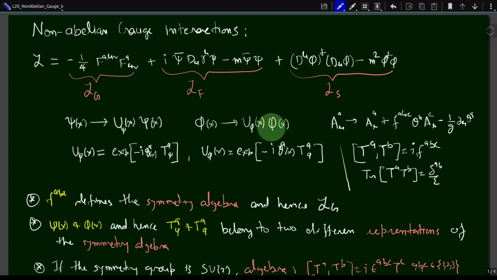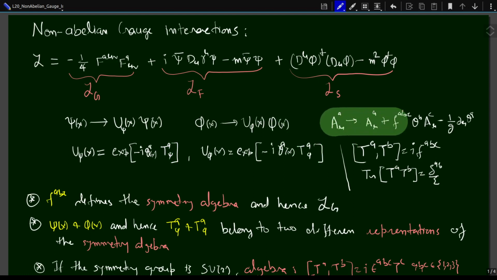And φ could be from a different representation, and I can elaborate that with certain examples. But first, for completeness, ψ transforms in this way using this U_ψ matrix, and φ transforms using the U_φ matrix. Both of these unitary matrices can be labeled by the same θ^a(x), but the corresponding T^a matrices, the generators, are different because they belong to different representations. So these are the particle representation matrices.